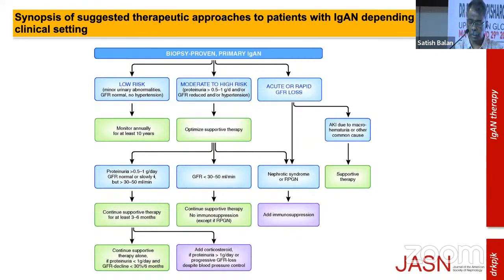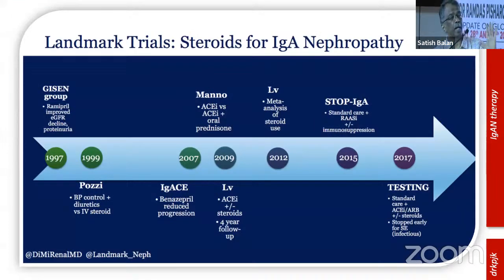So we can follow, but still we are not in a happy mood, because we are not in a position to arrest the progression of the majority of IgA nephropathy. Roughly 40 to 50 percent of patients land up in ESRD.